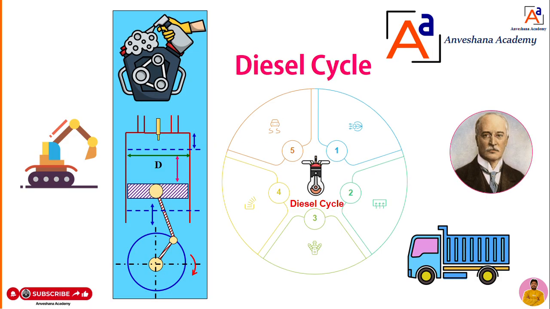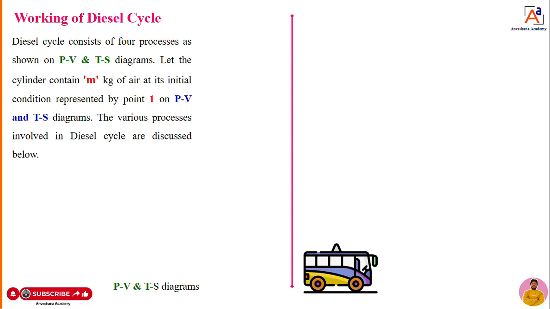Fine. So, diesel cycle, a continuation of the diesel cycle itself. As I told you, dear students, we understood the difference between the Otto cycle and the diesel cycle. What is the importance of this diesel cycle and where we are using it, all those things we have discussed in the previous class. Okay, fine. Now I will move towards the working of the diesel cycle. So dear students, what is the working of the diesel cycle?